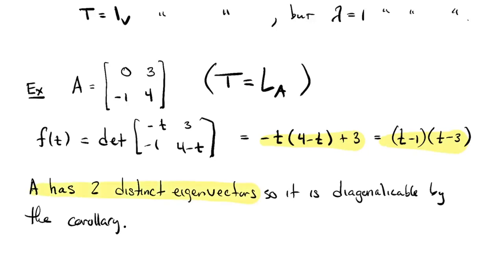So it has two distinct eigenvalues. Sorry about that, that should say eigenvalues, not vectors. It has two distinct eigenvalues. Can you see what they are from the characteristic polynomial? They're lambda equaling 1 and lambda equaling 3. So two distinct eigenvalues. 2 is the dimension of F2. So that thing is diagonalizable by the corollary.